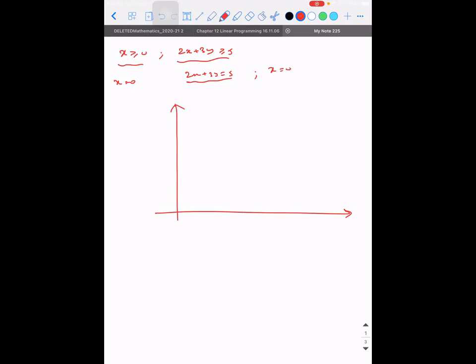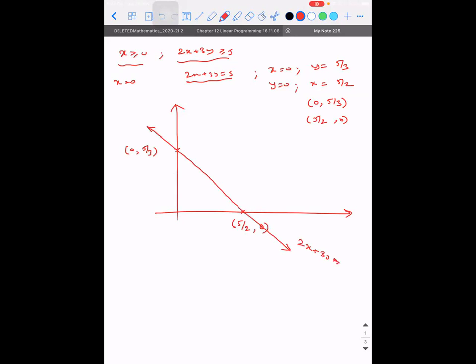That is, put x is equal to 0, y will come out as 5 by 3. Put y is equal to 0, x will come out as 5 by 2. So what are the coordinates? 0, 5 by 3 and 5 by 2, 0. Accepted. So both belong to the positive x-axis and the positive y-axis. So when you join these two, this line represents 2x plus 3y is equal to 5, right?